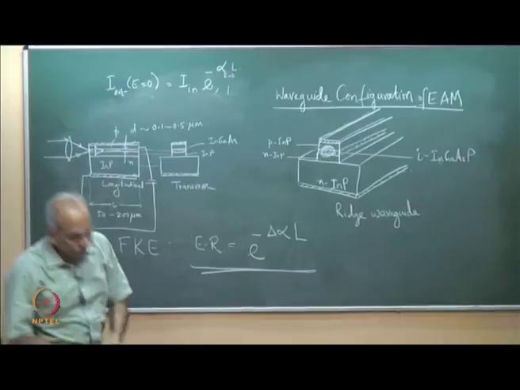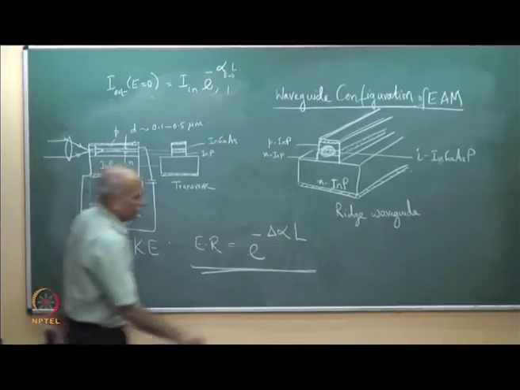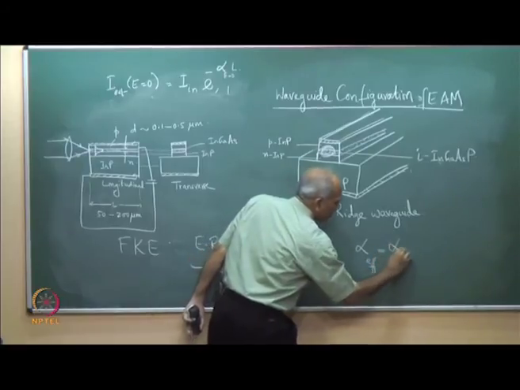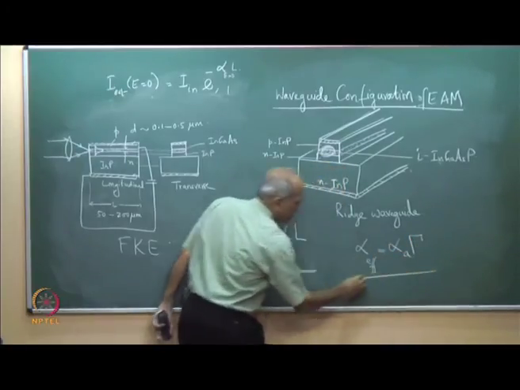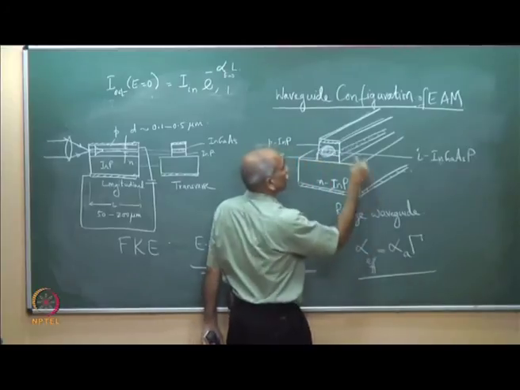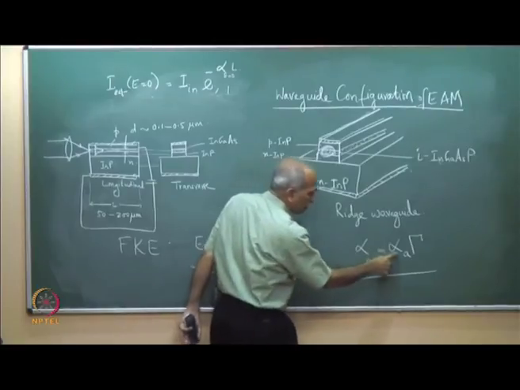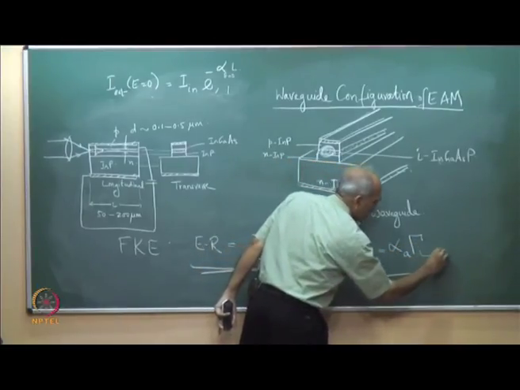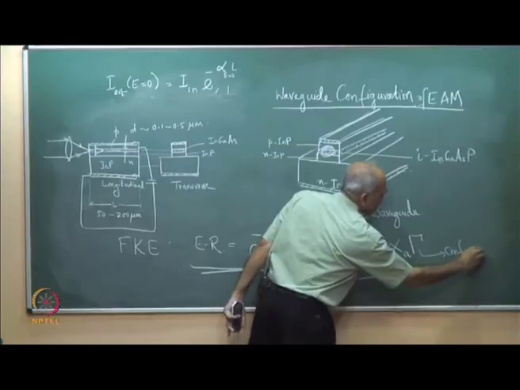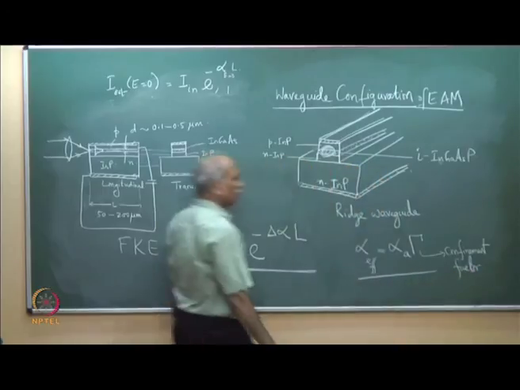One last point is the attenuation coefficient: alpha effective will be equal to alpha A into gamma. Alpha A is the actual absorption coefficient of the material which we shift, and gamma, in laser physics, is called the confinement factor or overlap factor, confinement factor.